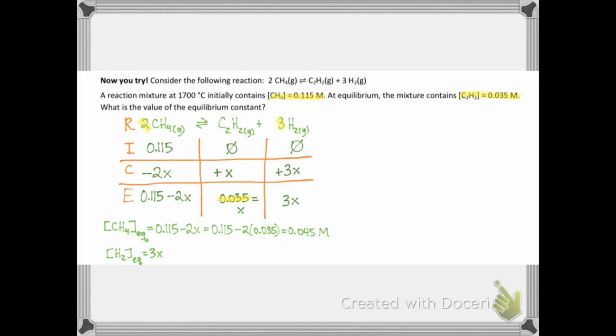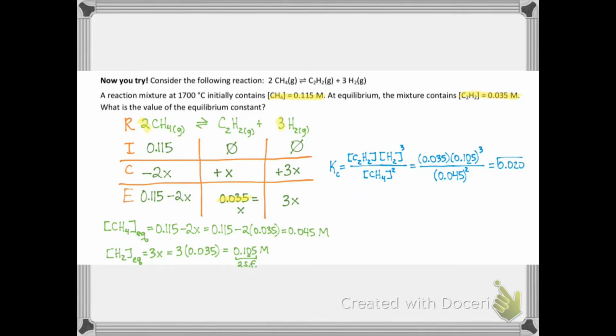This time, of course, we're plugging x into the 3x expression. And so when you do that, you get 0.105 molar. Now, remember, you only get to keep 2 sig figs from this number, but we don't want to round until we get to the end of the problem. Now we have everything we need to plug back into the equilibrium constant expression and solve for the value of the equilibrium constant. First, of course, you actually need to write out your equilibrium constant expression and then plug in the values. And since we only get to keep 2 sig figs, that gives us our final equilibrium constant value of 0.020.